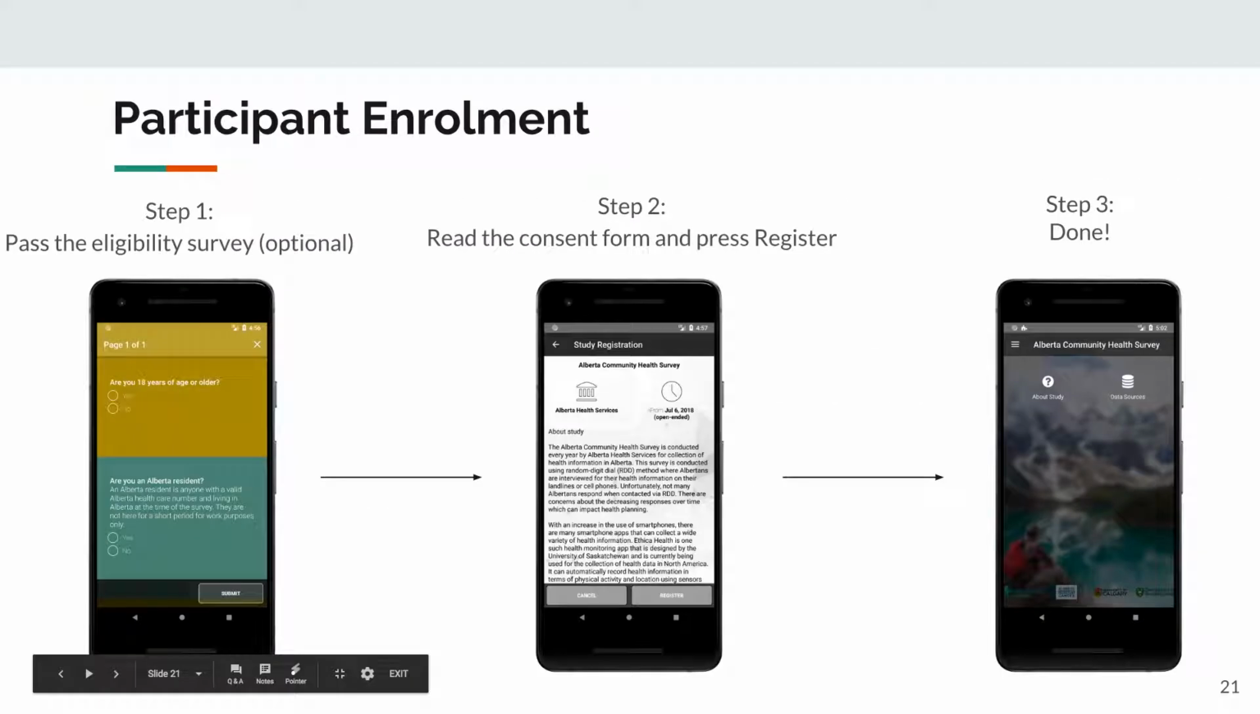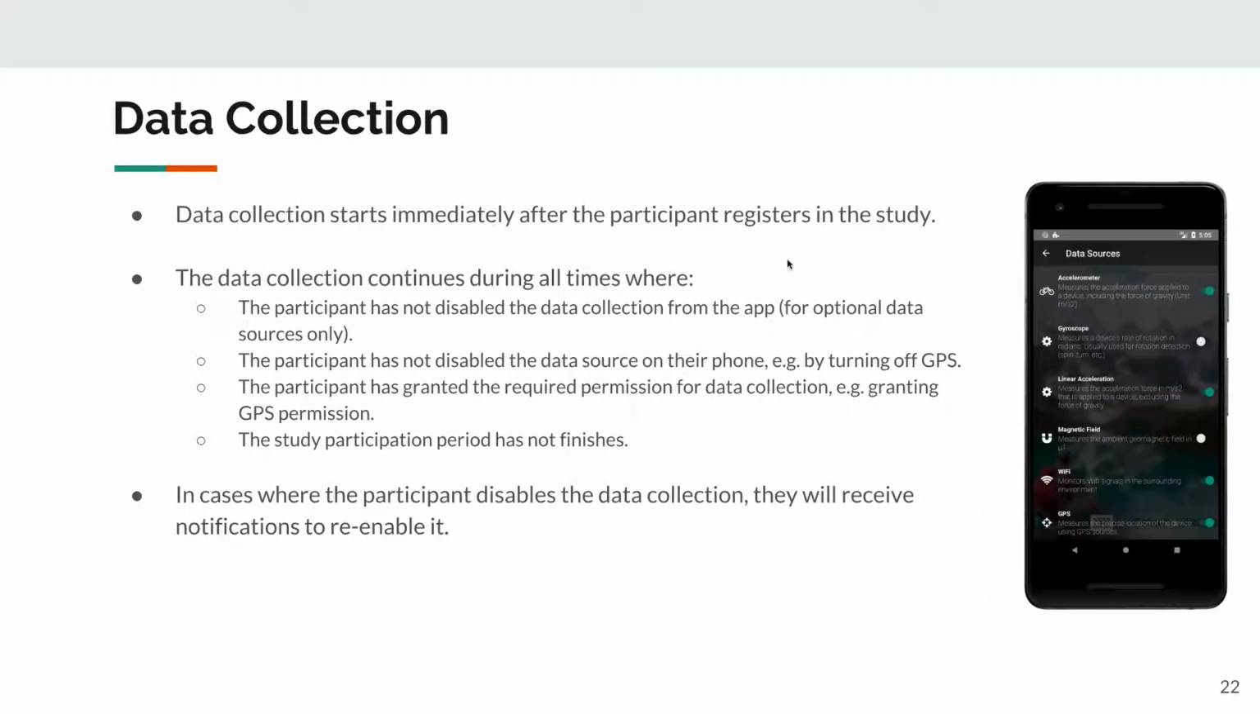So assume you have gone through all these steps and now you're part of the study. The data collection starts immediately after the participant registers in the study and continues while all these factors are true. The participant must not have disabled data collection from the app, which applies only to optional data sources. You can see in this image, I'm not sure how visible it is, some switches are turned off, some are turned on. Basically, they can pick and choose which data sources they want to provide data for.